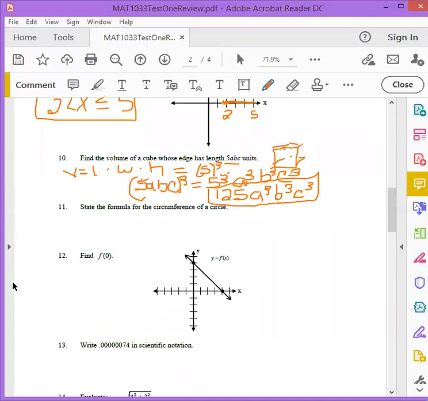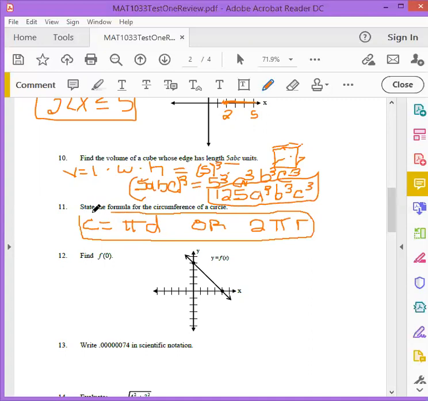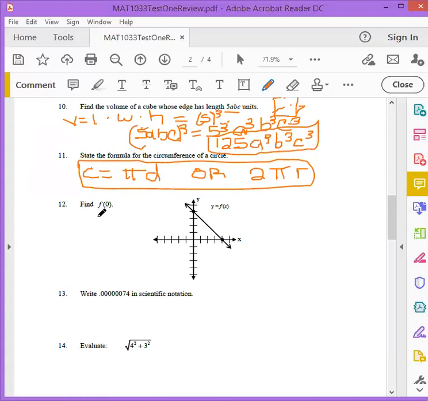Number 11, state the formula for the circumference of a circle. And for the circumference of the circle, you have two options. You can multiply pi times the diameter, so pi times d, or 2 times pi times radius, or r. So both of these forms would work for the circumference formula of a circle.